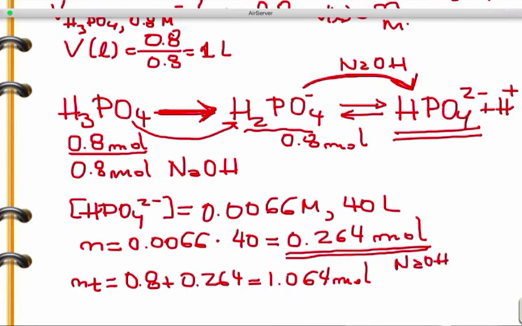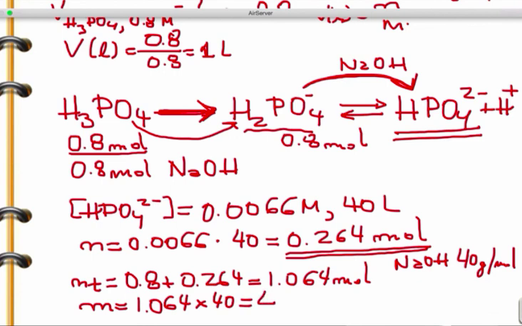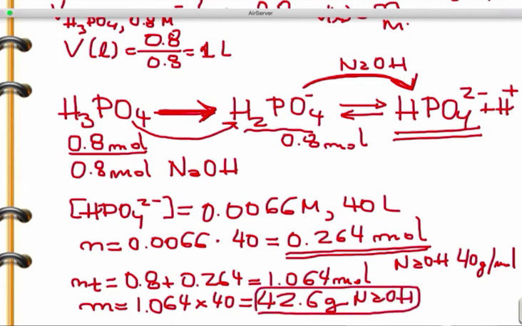Very similar to A, but now we have sodium hydroxide as a solid, not a solution. So we need to know how many grams I'm going to weigh to make this buffer. The mass is the number of moles multiplied by the molecular weight. The molecular weight of sodium hydroxide is 40. So it's going to be a mass of 42.56 grams of sodium hydroxide to make this buffer solution at the desired concentration. We just add 1 liter of phosphoric acid and 42.56 grams of NaOH and adjust the volume to 40 liters.